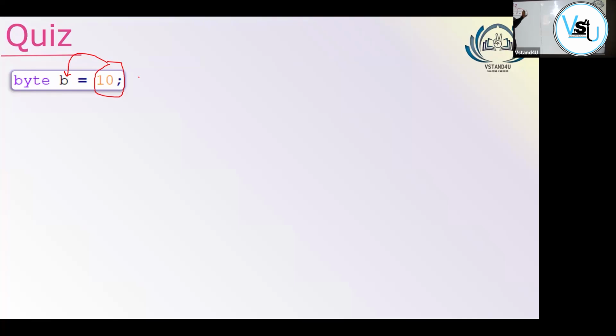How much? Integer. 5 byte, 6 byte, or 8 byte? Definitely 4 byte. Integer size is 4 byte. What is the size of the byte? 1 byte. Agree? B is the data type of byte. What is the variable type of B? Byte. Agree? So byte size will be 1 because of byte type.